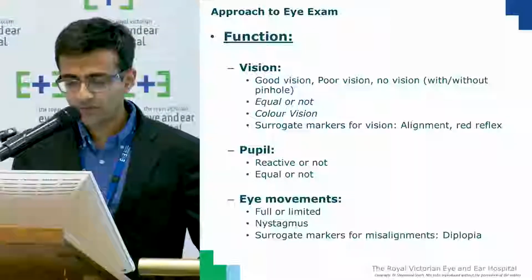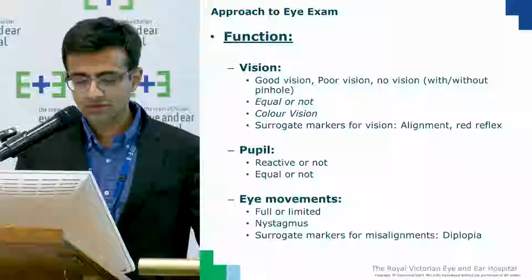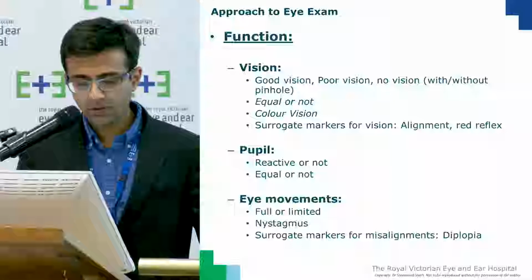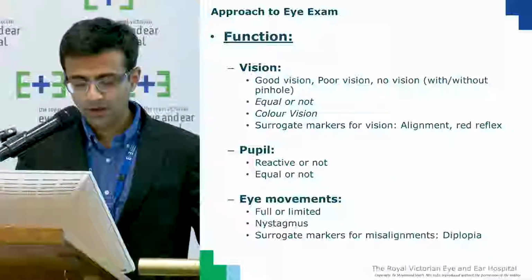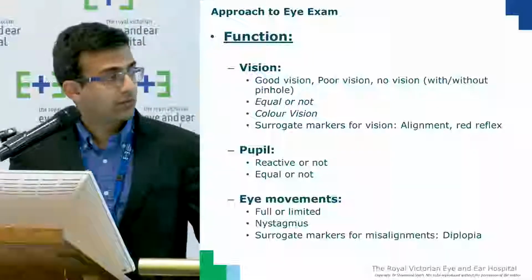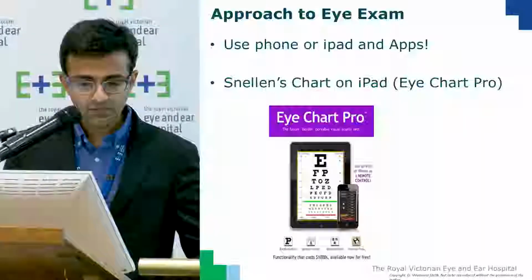And surrogate markers for vision: if there's poor alignment or a poor red reflex, it may indicate that the vision is poor as well. Pupils are reactive or not, and whether they're equal or not. Eye movements would be full or limited, and whether they've got any abnormal eye movements. A surrogate marker for a misalignment is if the patient has double vision.